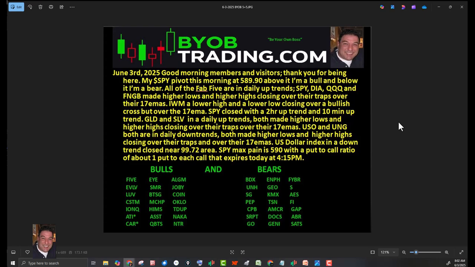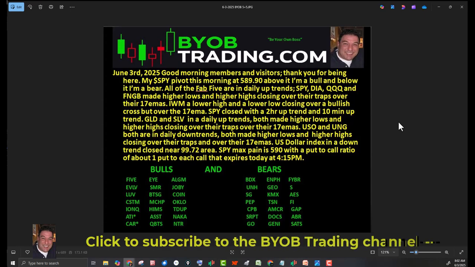All of the Fab 5 are still in daily uptrends. SPY, Diamond Dow, QQQ, and FNGB made higher lows and higher highs, closing over their traps, over their 17 EMAs. IWM made a lower high and a lower low, but still closed over a bullish cross, and over the 17 EMA. SPY closed with a 2-hour uptrend and a 10-minute uptrend.